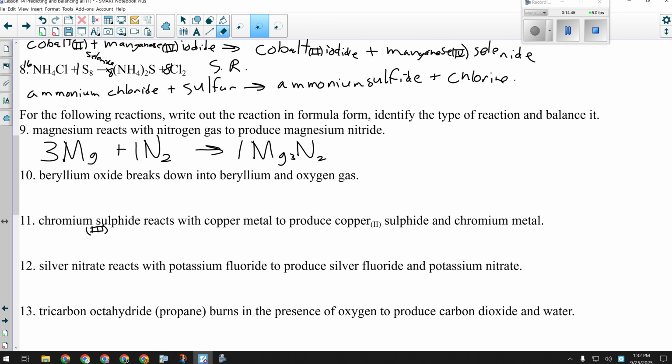All right, and then for number 10, we have beryllium oxide, so Be with O. So that's a -2 and a +2, so that one's okay, dropped and swapped. Okay, and it breaks down. If it's breaking down, what kind of reaction is that? It's a decomposition reaction, right? Into beryllium and oxygen. What do I need to remember about oxygen? That it's special, because it's a 2. Now that I've got that done, now I can just balance. A 2 there balances my oxygens. A 2 there balances my berylliums. 2, 2, 1.